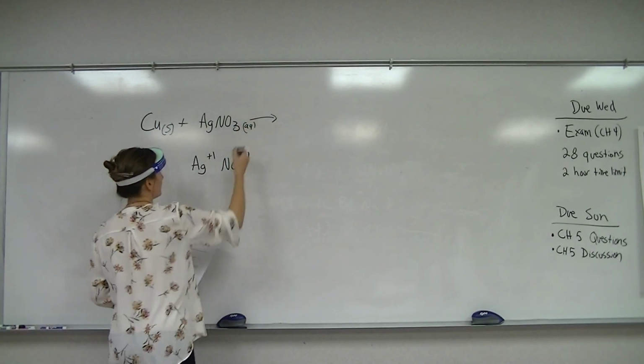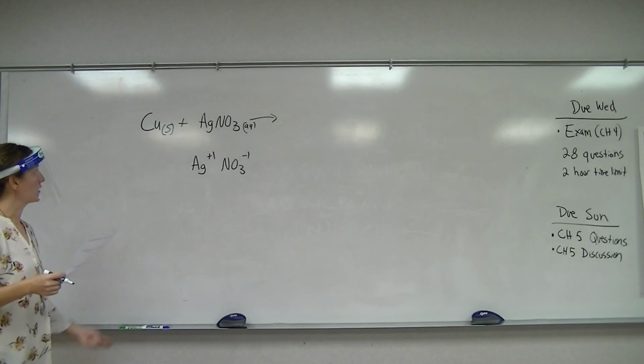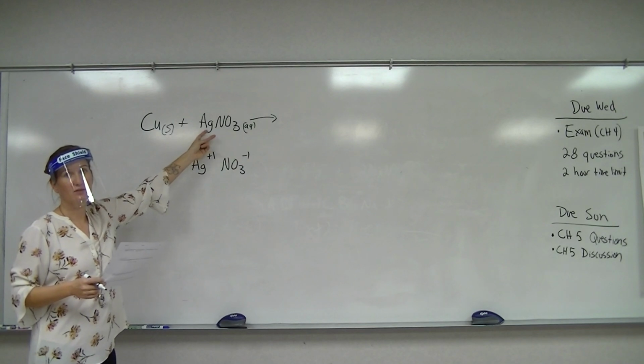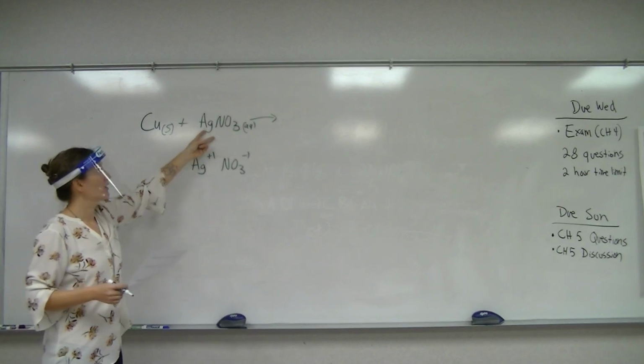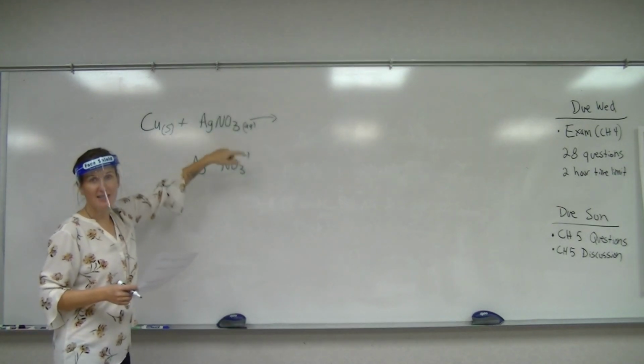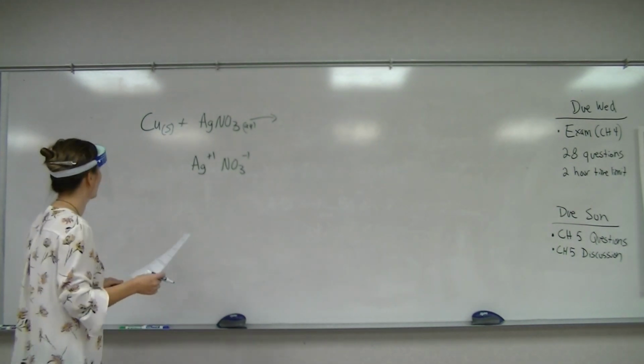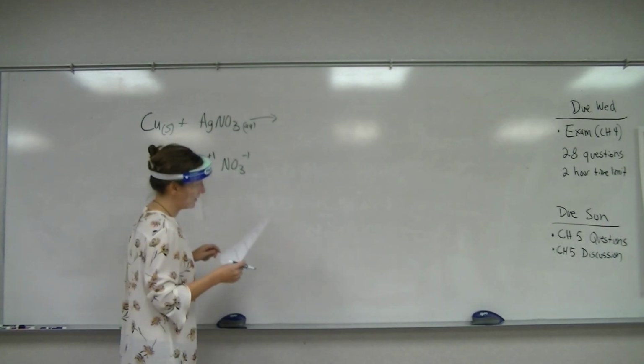That's going to be aqueous. How do I know that? Because of the precipitation, the solubility tables. Okay, if you look up NO3 on the solubility tables, NO3 is soluble all the time, no exceptions. Okay, so that's how I know it's aqueous.